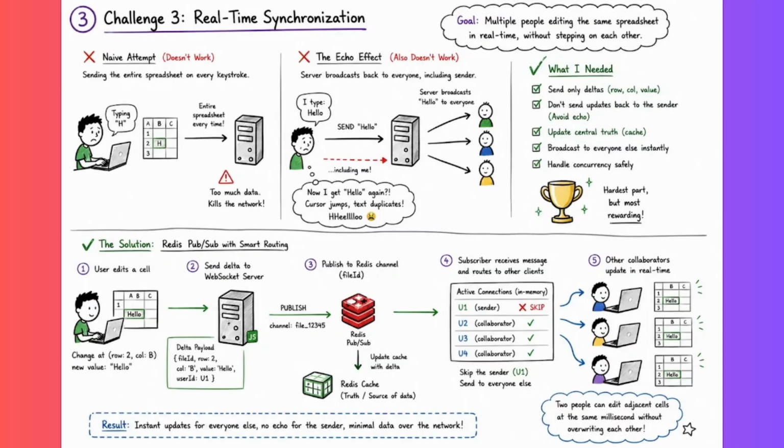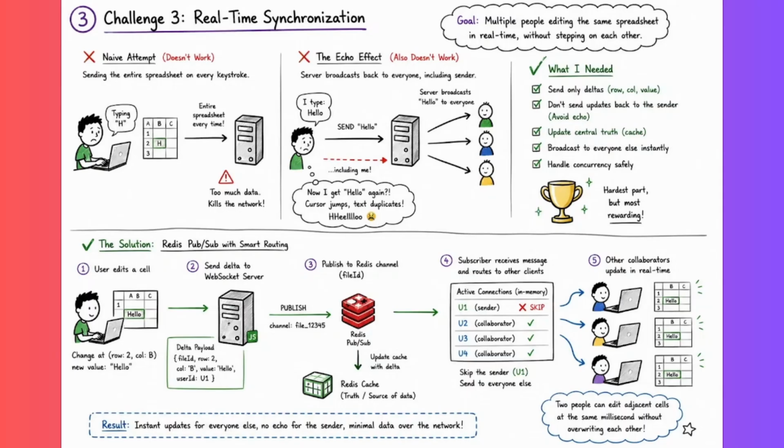But then I hit an even more infuriating bug, the echo effect. If I type the word hello, the WebSocket would send hello to the server, and the server would dutifully broadcast hello to everyone in the room, including me. So my grid would try to update again while I was still typing. My cursor would jump out of the cell. I would just end up typing hello completely messed up.